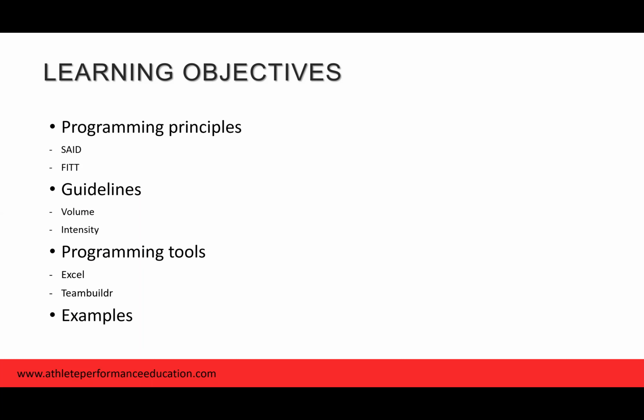Anyway, the main things we're going to go over today: I'm briefly going to talk about our training philosophy in a second, but fundamentally we're going to go over two of the main programming principles, the SAID principles and the FIT principles. We're going to look at some training guidelines, specifically around volume, intensity and different training goals. We're going to break down two of the main programming tools you'll come across in modern day S&C, which is Excel and Team Builder. And then we're going to have a breakdown of three examples, moving from the most fundamental form of resistance or powerlifting training into a sports strength and conditioning setting.